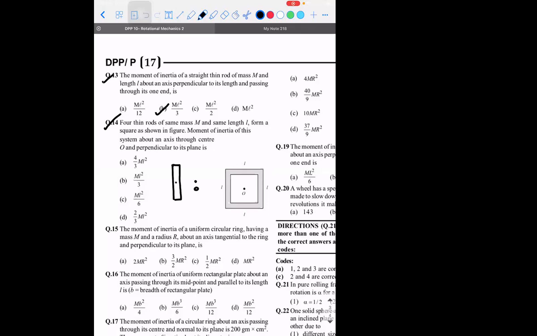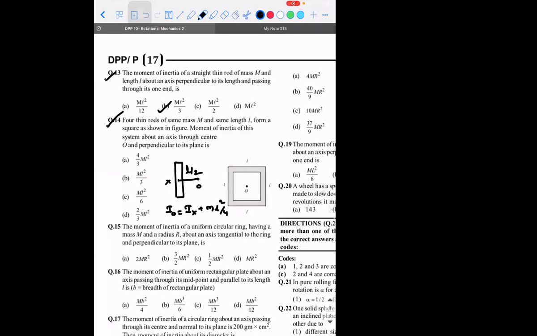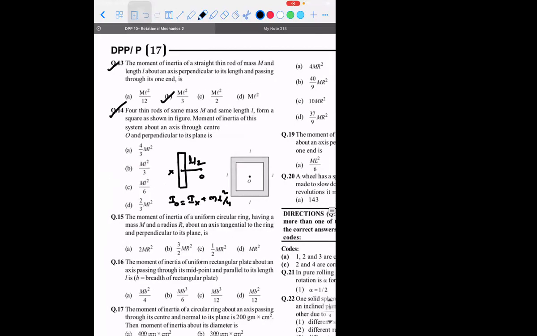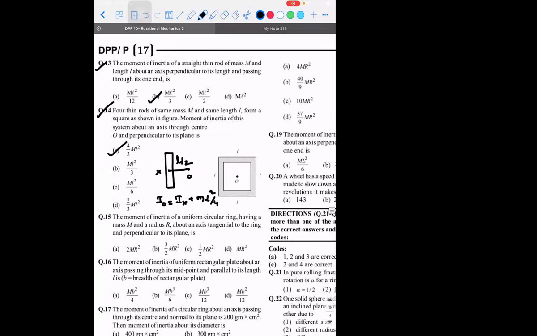How did you get that ml square by 3? Because you would have calculated by the parallel axis theorem: Ix plus m into the distance squared. What is this distance, guys? It is L by 2, so it is ml square by 4. So what is the value of Ix? Ix is ml square by 12 plus ml square by 4. That will be ml square by 3. So like that, how many such ml square by 3s do you have? 4. So what will be the answer? 4 by 3 ml square.